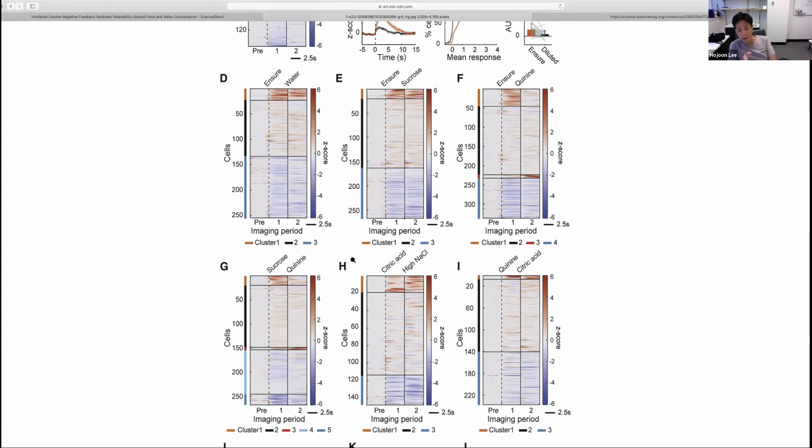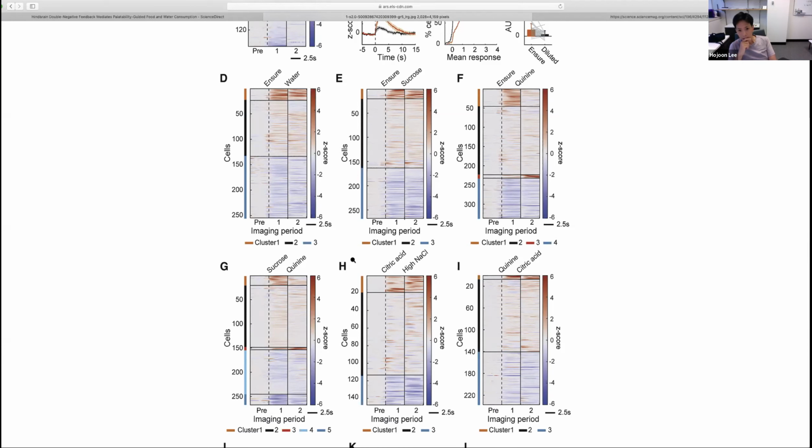And it doesn't happen with H, right? H is going from a sour and aversive taste to a high salt, which is also aversive, and you see that the signal is maintained there. The same with I, right? So with the change in valence, whether it's appetitive or aversive, there's a quick dampening.